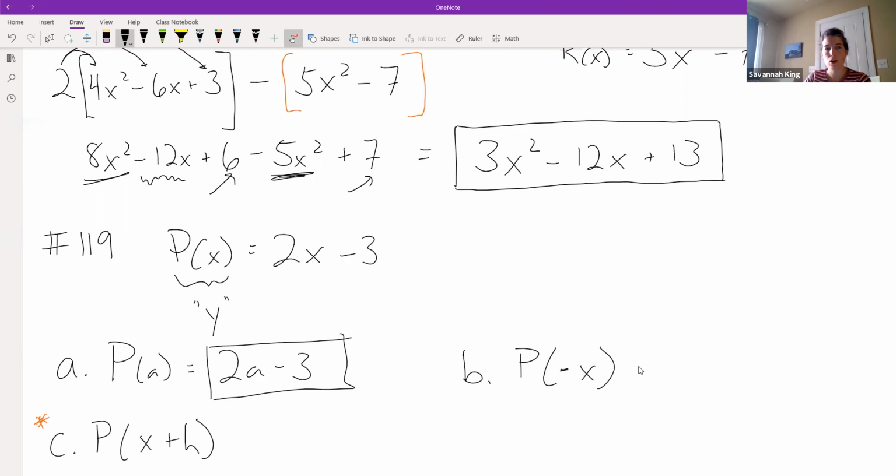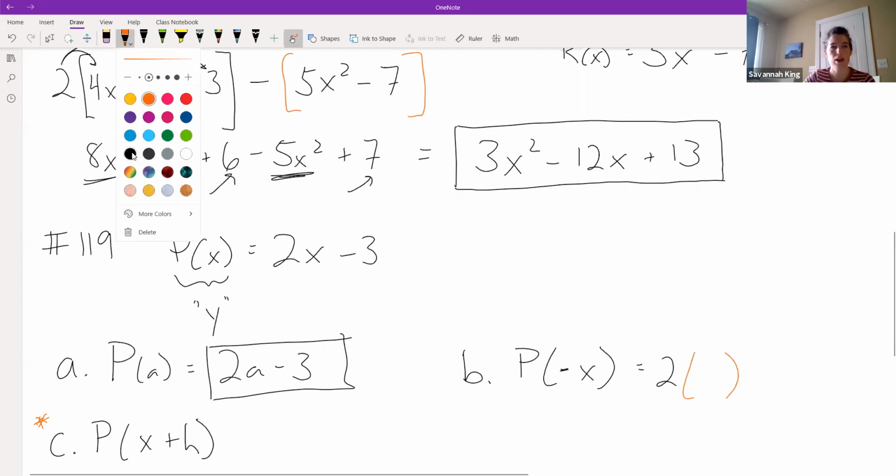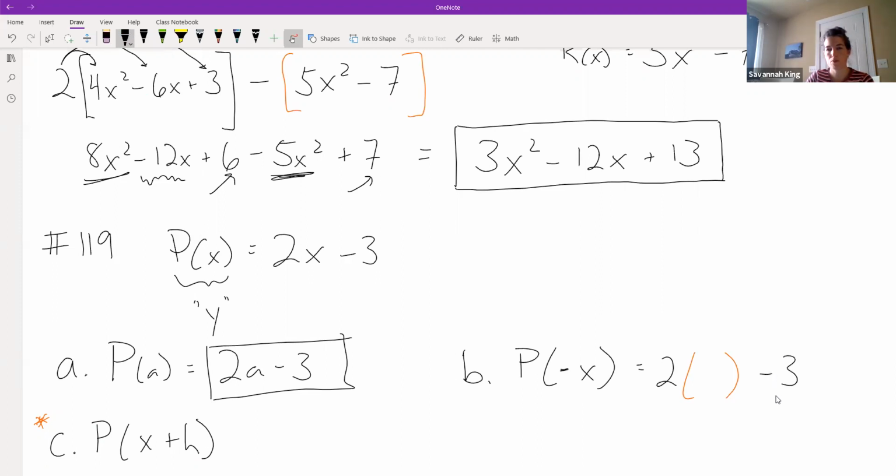Now, on the other hand, if you are told to put in a negative X, there is a little bit of math here. So I'm going to bring out my handy orange marker. I need a set of parentheses just to be extra careful here. I need to multiply this 2 by a negative x. The rule is, based off of the function here, whatever input we give this function, we have to multiply that input by 2 immediately, and then subtract 3.